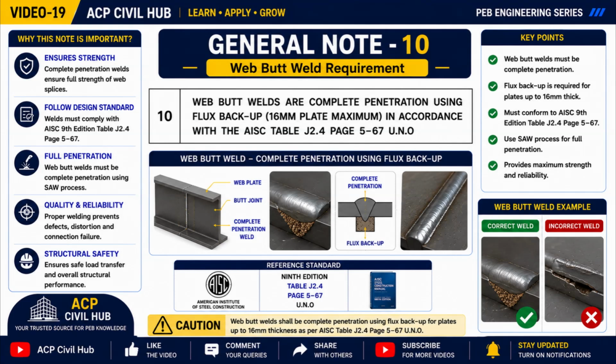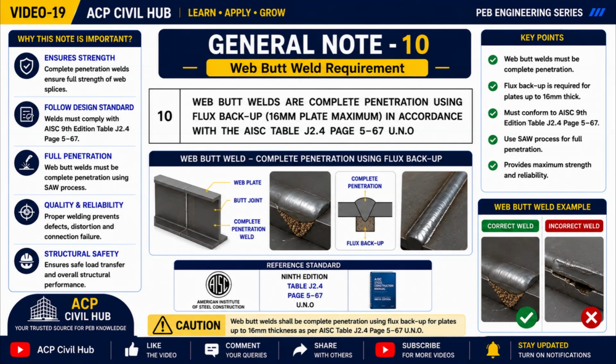A butt weld joins two steel plates end-to-end, making them behave like a single continuous member. A complete penetration weld means the weld metal extends through the full thickness of the joint, providing maximum strength and continuity. During fabrication, a flux backup is placed beneath the joint to support the molten weld metal. This helps achieve full penetration, prevents weld defects at the root, and produces a high-quality weld.